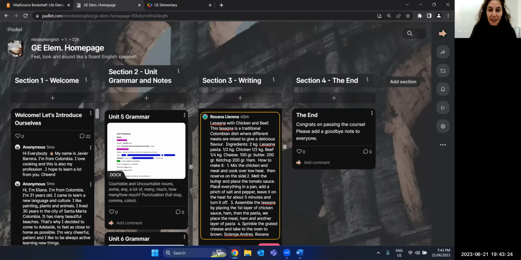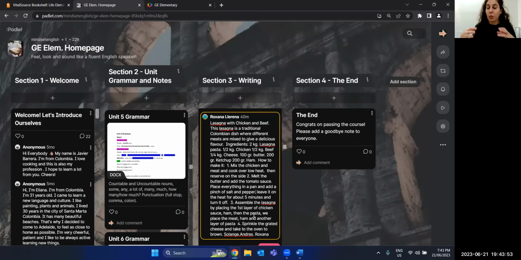2, melt the butter and place the tomato sauce. Place it where? When you say place, like place it on the table, place it in the fridge. So not place, but add. So melt the butter and add the tomato sauce. Place everything in a pan. You can't just put a comma and add a pinch of salt and pepper, full stop, not a comma.